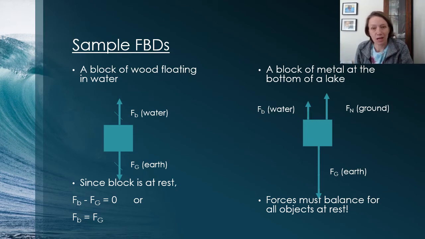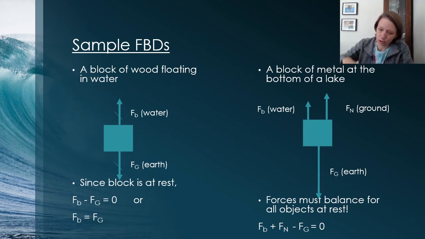If I wanted to write a mathematical equation to represent the forces acting on the block of metal, I would write something like this. FB plus Fn, my upward forces, minus my downward force, which is Fg, have to be equal to 0 because we are at rest and we're not accelerating.